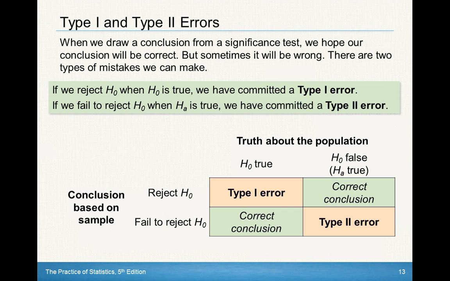And this table gives us an idea of how this looks. If H0 is true, but I reject it, it's a Type 1 error. If H0 is true, and I fail to reject it, I've made the right decision. On the other hand, if H0 is false, and I reject it, that's a correct decision. But when H0 is false, and I fail to recognize that, so I fail to reject it, I've made what's called a Type 2 error.